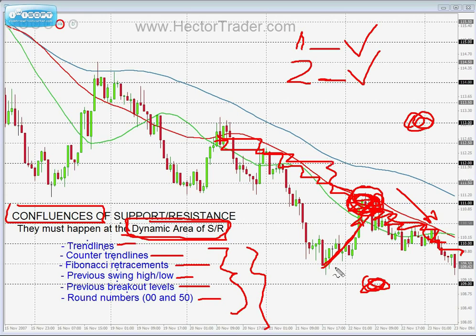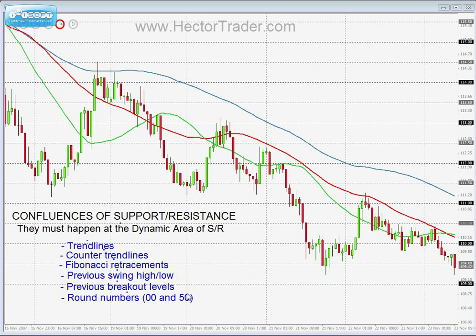First of all, to have a pullback to the dynamic area of resistance, and second, to have a confluence within that dynamic area of support and resistance. I hope that was clear. You have to have both elements, both the dynamic area and also a confluence at that area. You must have both of them in order to have a valid trading setup.